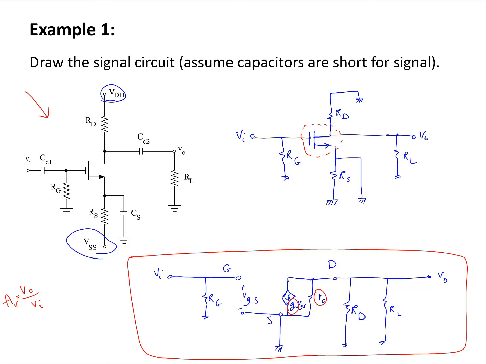In summary, in today's lecture, we saw that under small signal approximation, we can simplify the analysis of amplifier circuits by separating this analysis into two parts, bias analysis and signal analysis. We found a small signal model for MOSFET transistors, and we learned how to draw the signal circuit for MOSFET amplifier circuits. Thank you for watching.